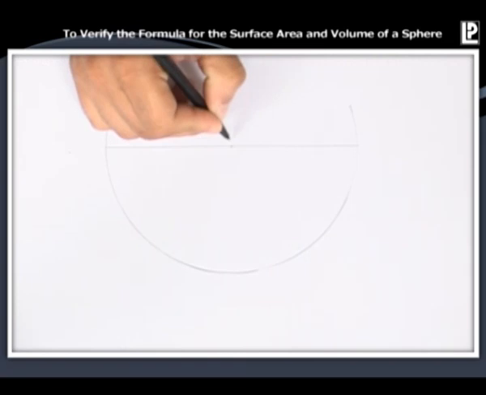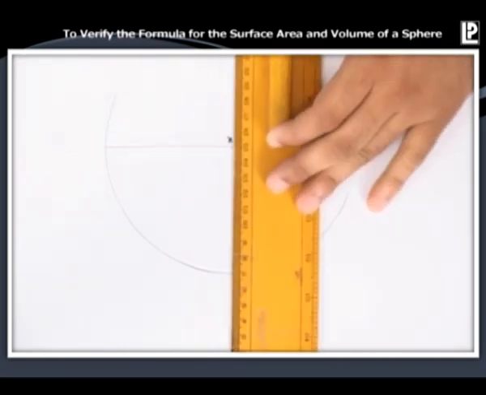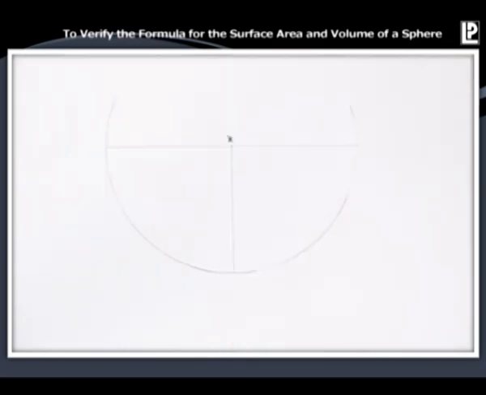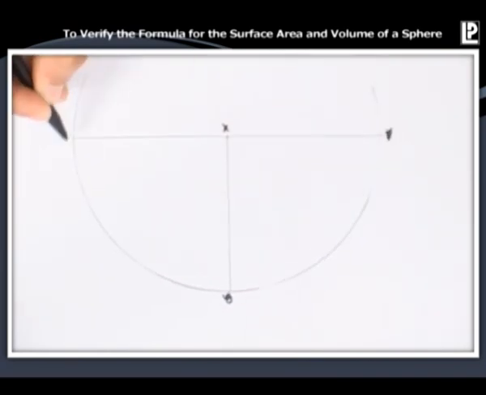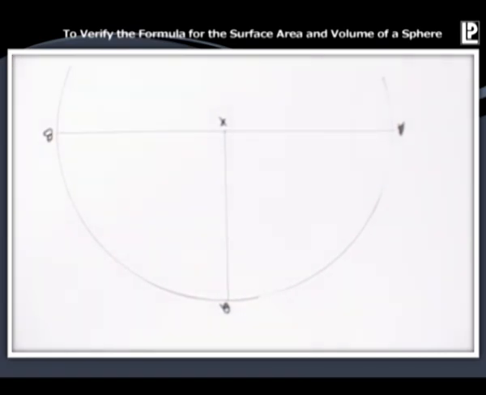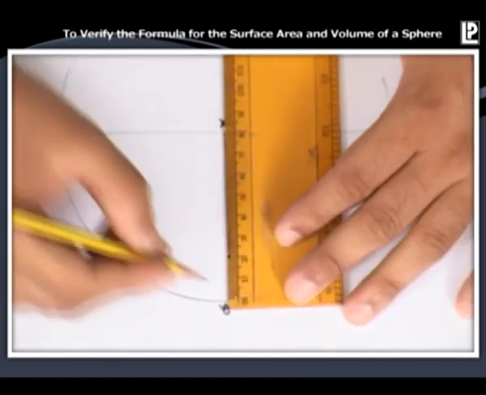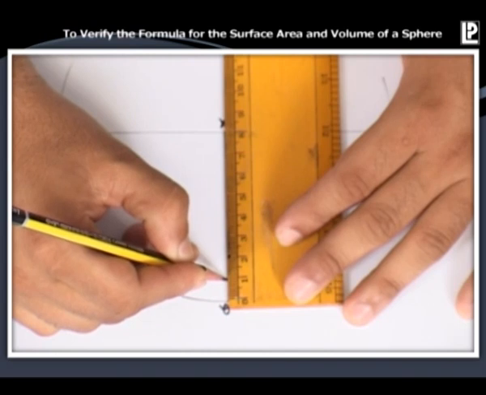We'll mark the center of the circle as X. From the center X, let's draw a vertical line touching Q and name it XQ. Let's label the semicircle as AQB. Now we shall divide the semicircle into 8 horizontal strips of height 1 cm each.